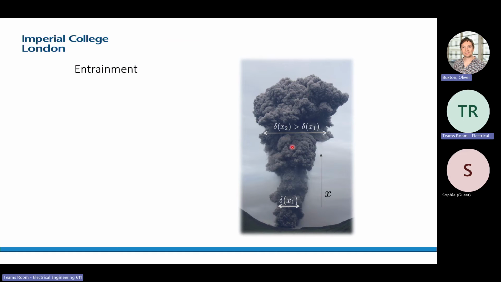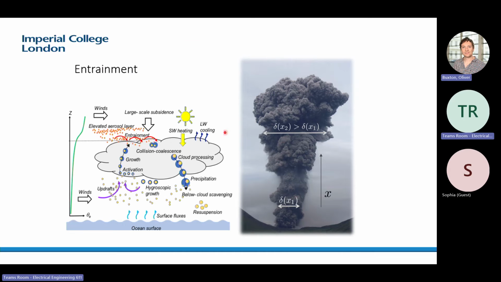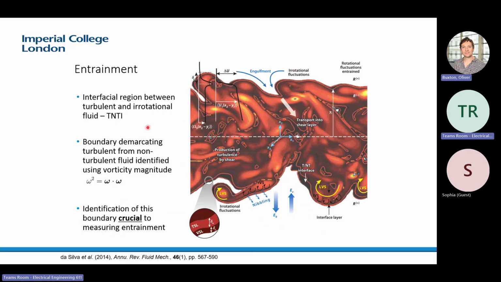Now, we know that all turbulent flows grow with streamwise distance, and this is because of entrainment. Entrainment is also an important phenomenon in cloud microphysics, for example. But how do we go about measuring this entrainment rate, and what is entrainment rate? Well, let's take the simplest possible turbulent flow.